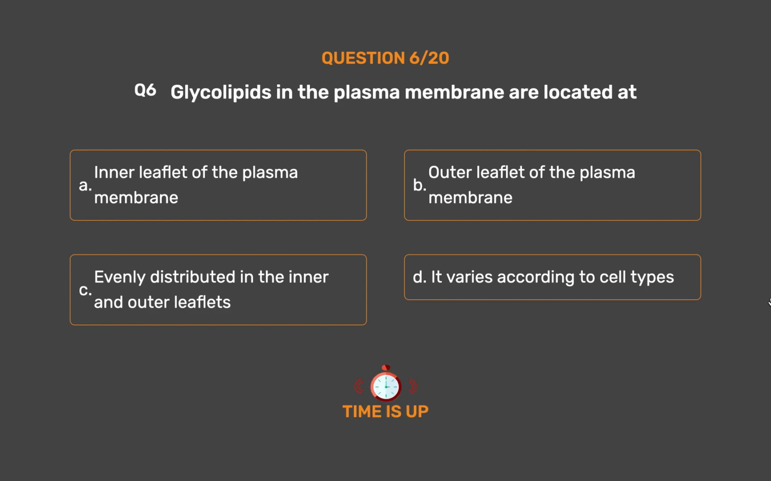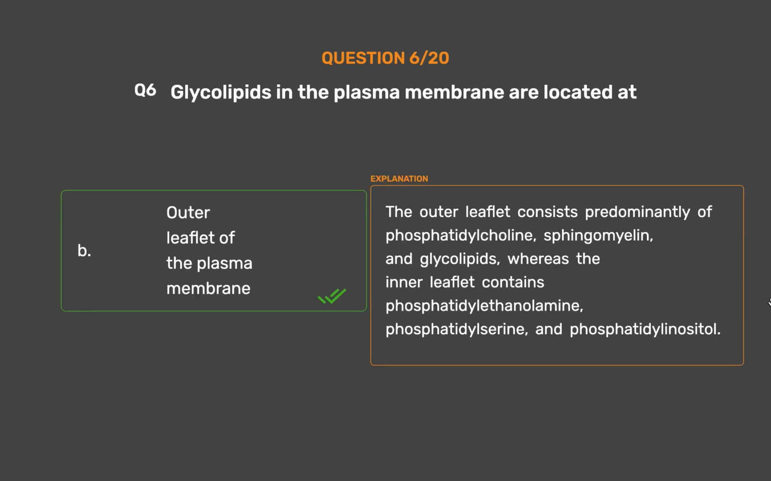The correct answer is Option B. Outer leaflet of the plasma membrane. The outer leaflet consists predominantly of phosphatidylcholine, sphingomyelin, and glycolipids, whereas the inner leaflet contains phosphatidylethanolamine, phosphatidylserine, and phosphatidylinositol.